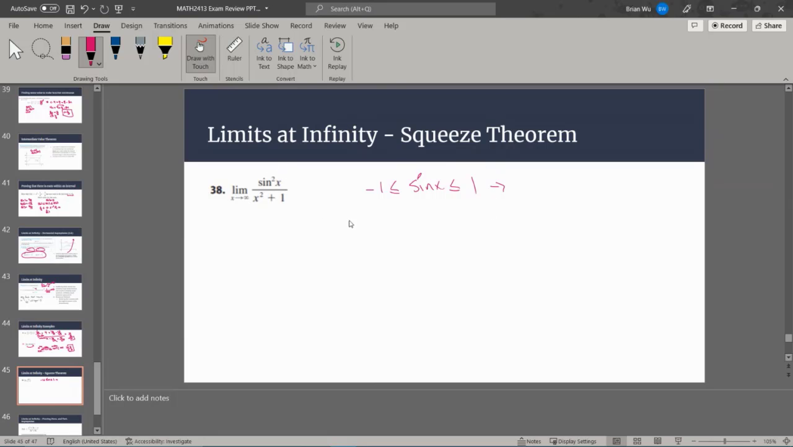So I'm just going to apply the squared. And we should probably actually use a different inequality, because we know that sine squared of x also has its own inequality, which is that it's between 0 and 1, I believe. And if we use that one, we're going to divide all sides by x squared plus 1.